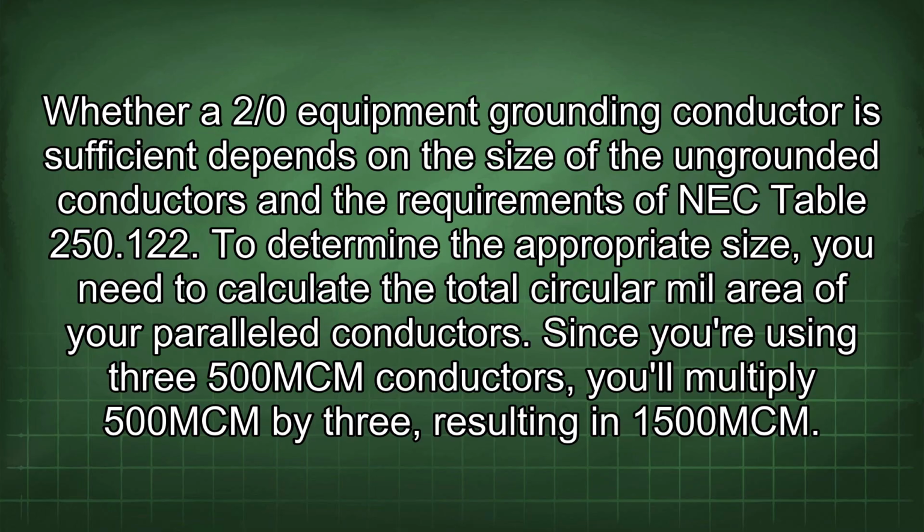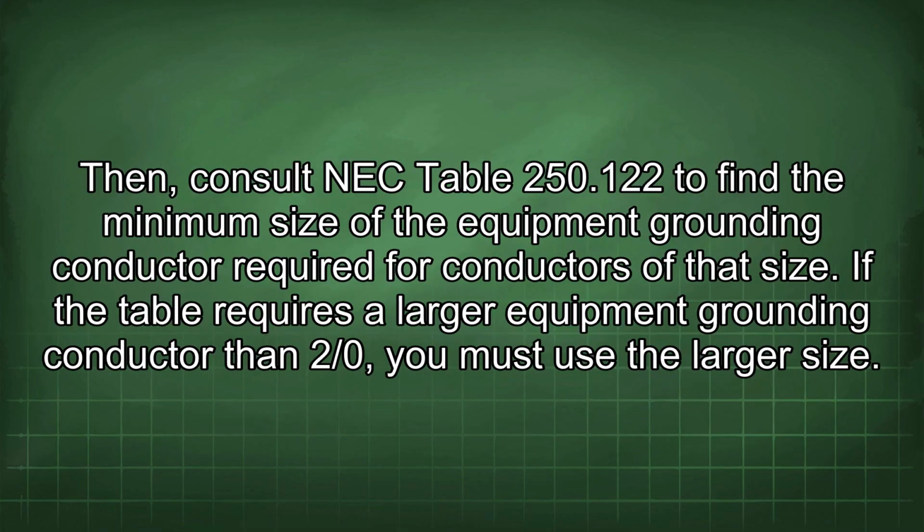250.122. To determine the appropriate size, you need to calculate the total circular mil area of your paralleled conductors. Since you're using three 500 mcm conductors, you'll multiply 500 mcm by 3, resulting in 1500 mcm. Then consult NEC table 250.122 to find the minimum size of the equipment grounding conductor required for conductors of that size. If the table requires a larger equipment grounding conductor than 2/0, you must use the larger size.